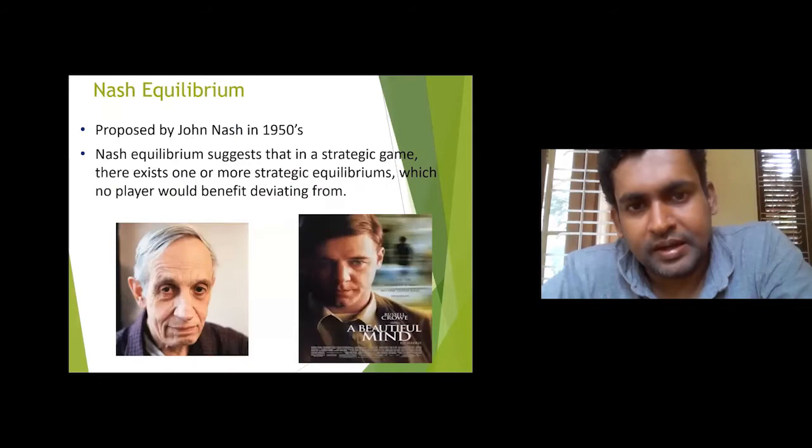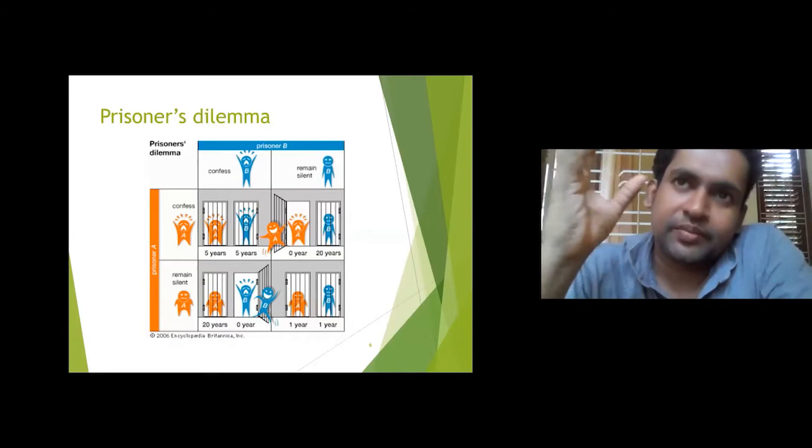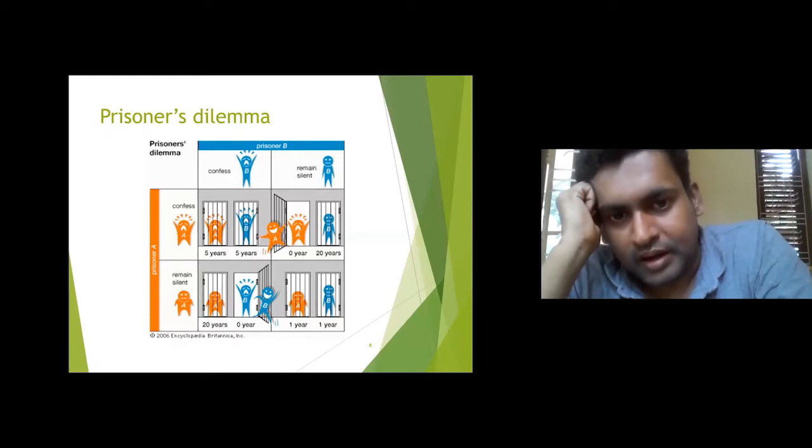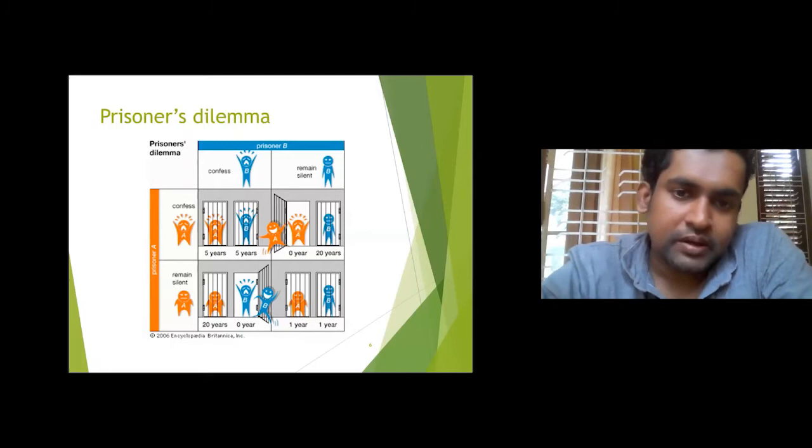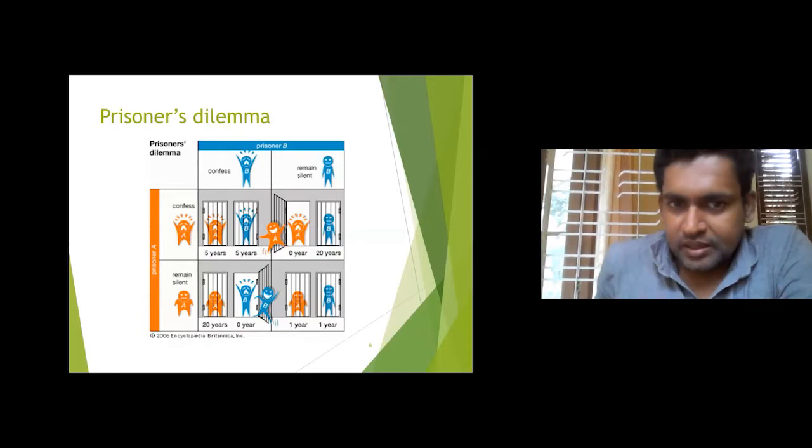Now these games, or strategic decision making scenarios, we can define our own to explain certain scenarios. But there are some classical or well-known scenarios that people have defined. There are many different games. The prisoner's dilemma is a very popular, widely used game. A game in the sense that it tries to model a certain scenario.